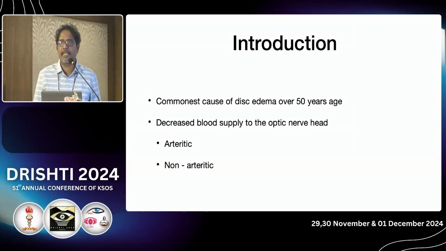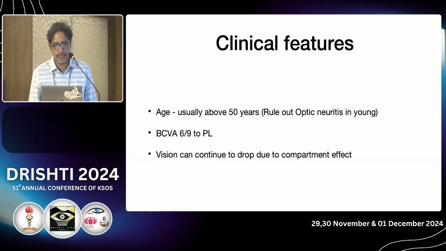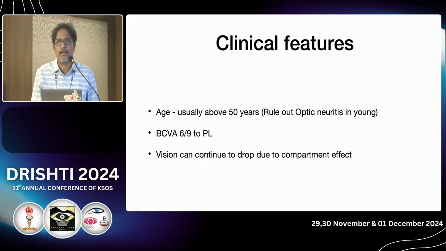And we have multiple systemic risk factors: diabetes, hypertension, cholesterol, heart disease, and all those things. The most common thing we see is the non-arteritic type, which is a little bit less aggressive compared to the arteritic type, which is much rarer. We don't see that very often, but you need to keep that in mind. And in case you have one, it is better to refer to a higher center because these patients need a lot of long-term follow-up also.